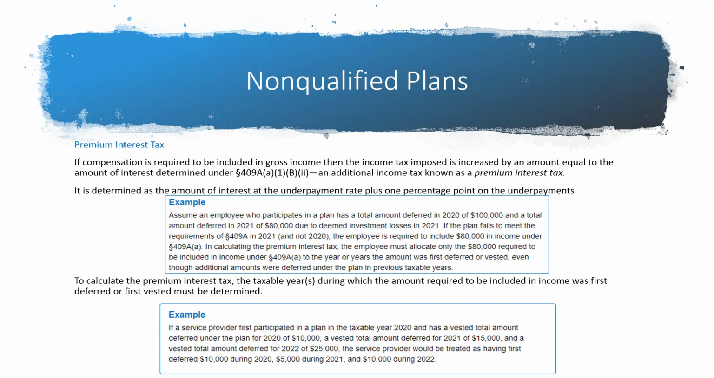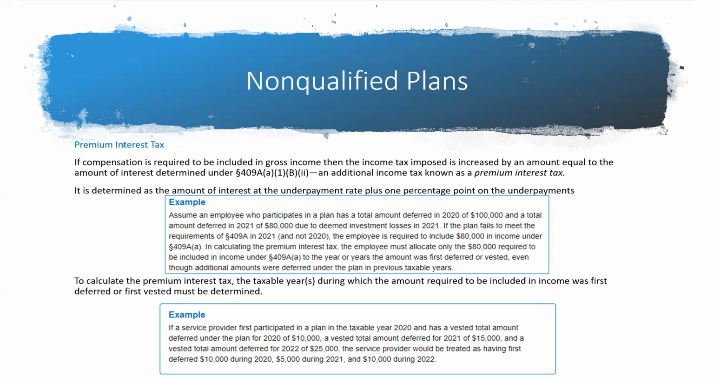In the example, assume an employee who participates in a plan has a total amount deferred in 2020 of $100,000 and a total amount deferred in 2021 of $80,000 due to deemed investment losses in 2021. If the plan fails to meet the requirements of 409A in 2021 and not 2020, the employee is required to include $80,000 in income under 409A.